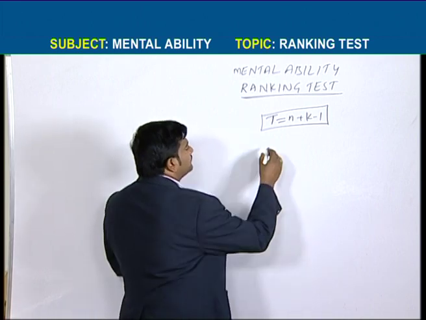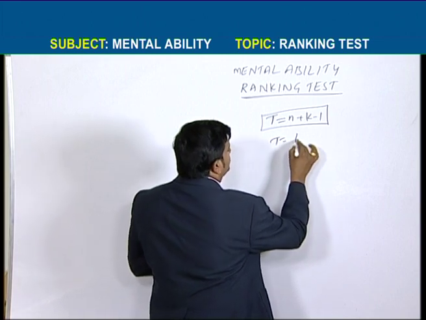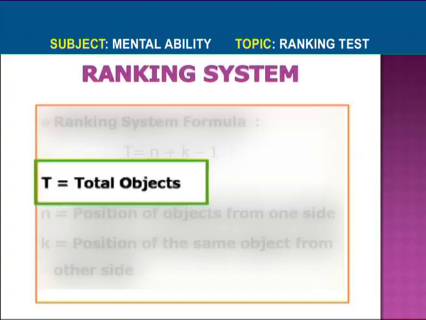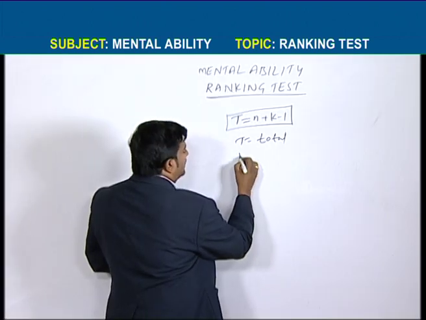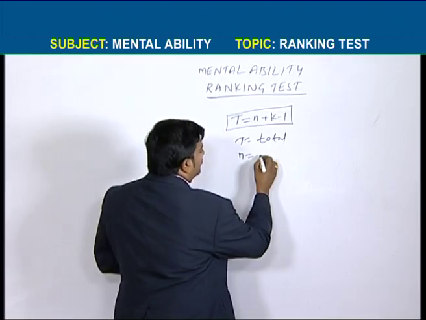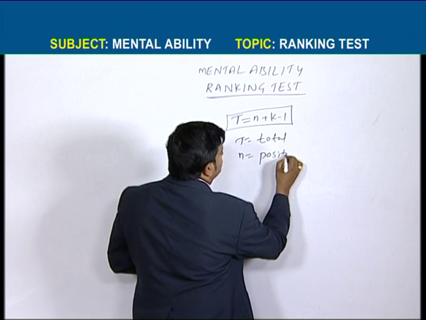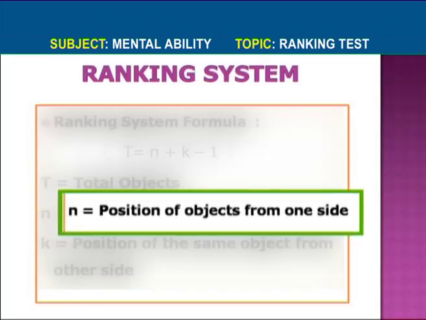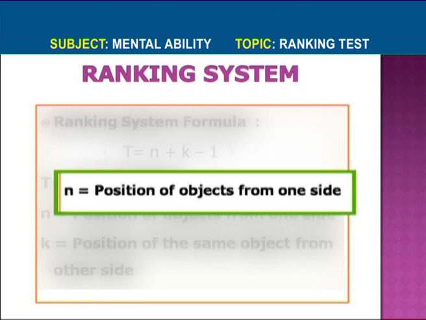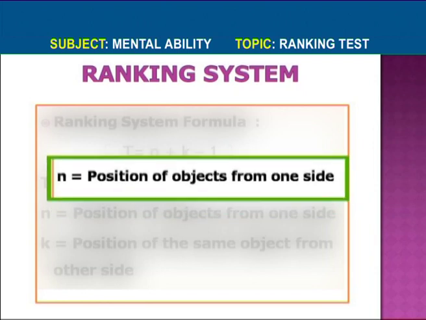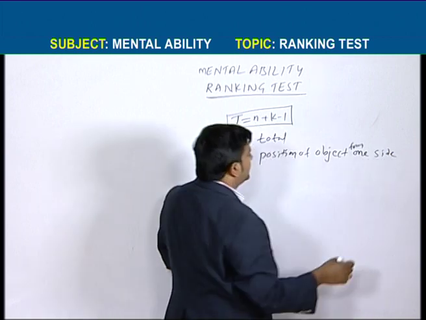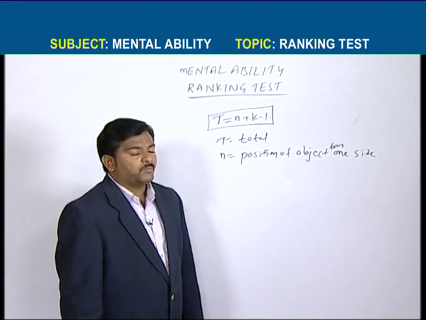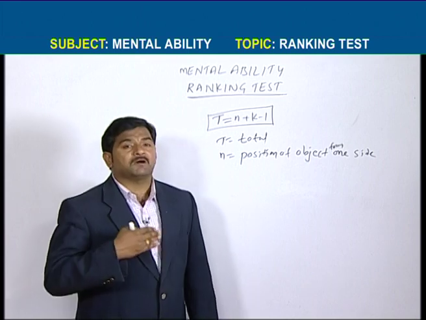Here T stands for total. So total means total men or total women or total objects or total things, etc. Simply total. N means position of the object from one side. I repeat, where N is equal to the position of the object from one side.